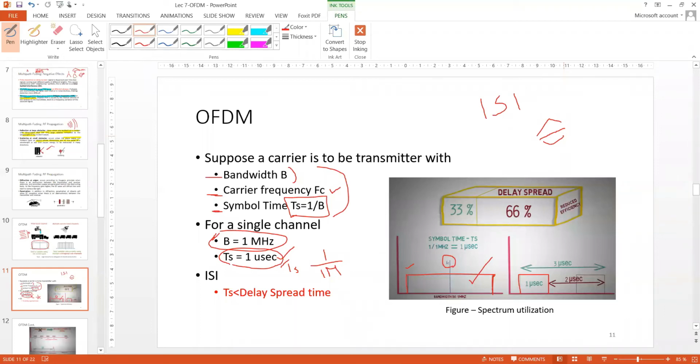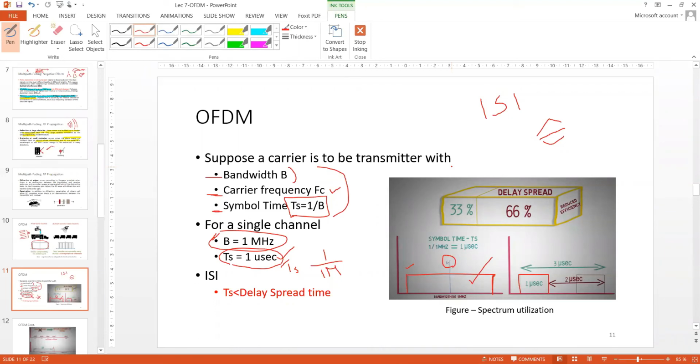Now, in order to overcome the problem of inter-symbol interference, gaps between the adjacent symbols are introduced in such a way that, let's suppose, if one symbol is transmitted at t is equal to 1 microsecond, the second symbol will be transmitted with a little bit of delay.